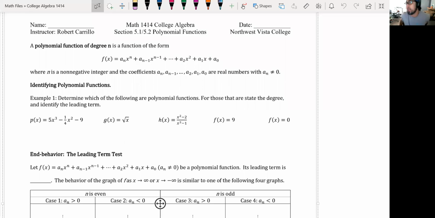Welcome back, everybody. We start 5.1 and 5.2 polynomial functions. So today will be about the characteristics of a polynomial function. We have covered polynomials before, what it means to be a polynomial, but now we're going to sketch the graph of a polynomial given certain components.